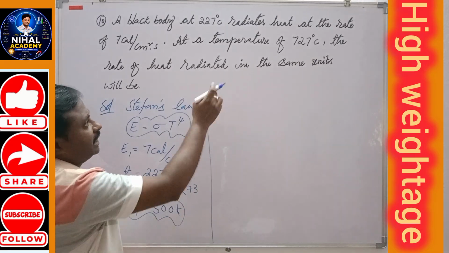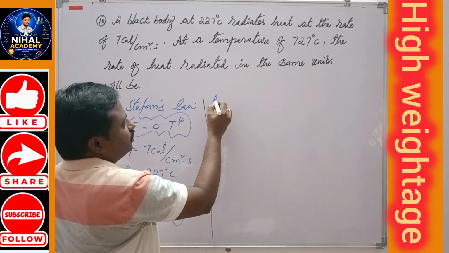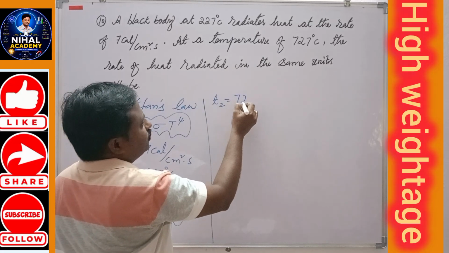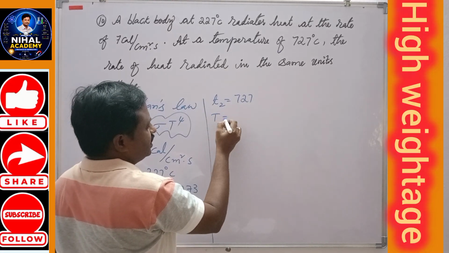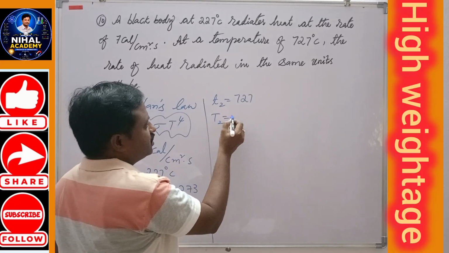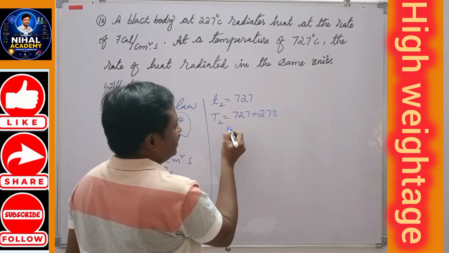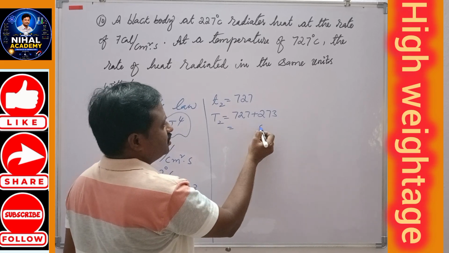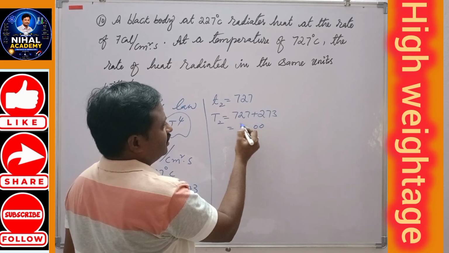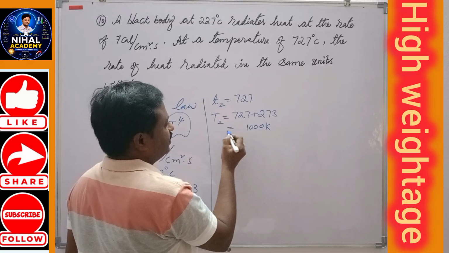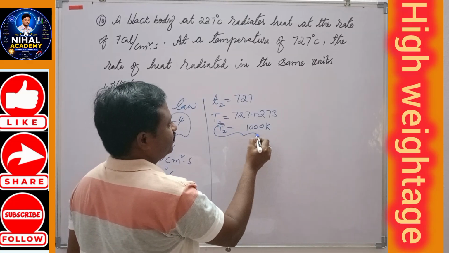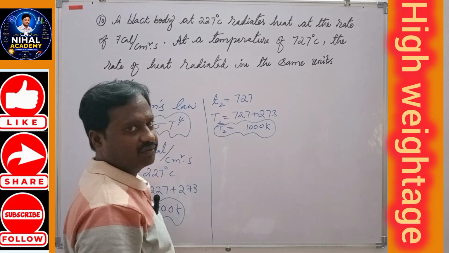Now T2 is also given. So T2 is equal to 727. So we have to calculate the absolute temperature. So T2 is equal to 727 plus 273. So this is equal to 1000. So 3 and 7 is 10, and 1 is 10. So 1000 Kelvin. So this is T2. So T2 is equal to 1000 Kelvin.